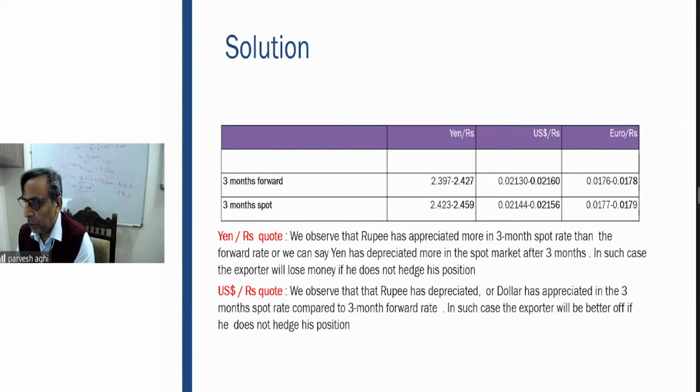For example, if $1 is 83 and it goes to 85 and you export, you're going to get 85 rupees per dollar when you get your money as against 83. So if the dollar has appreciated against the rupee, you make money. Which means that the spot rate is better for the dollar, compared to the yen and euro.